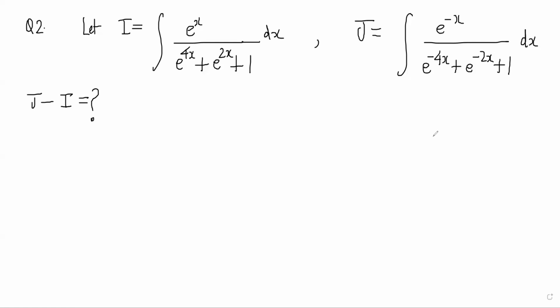The first thing you should do is try to get both of them to a common denominator. Otherwise, subtraction will be super painful. It is very easy to convert both of them to a common denominator. So I got J minus I is the integral of e to the power 3x minus e to the power x, divided by 1 plus e to the power 2x plus e to the power 4x. Then I took e to the power x as t, and then you get t square minus 1 divided by 1 plus t square plus t to the power 4.